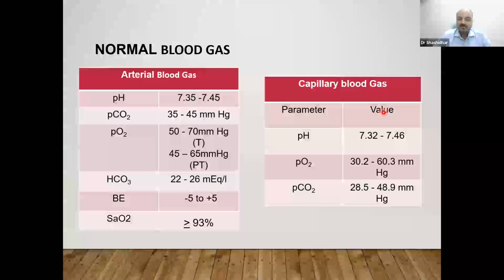Okay, so normal blood gas, as the doctor has already told us, is about this. But having said that, the capillary blood gases may be slightly different. The PO2 can be slightly low, PCO2 can be slightly high. So we need to make that distinction.